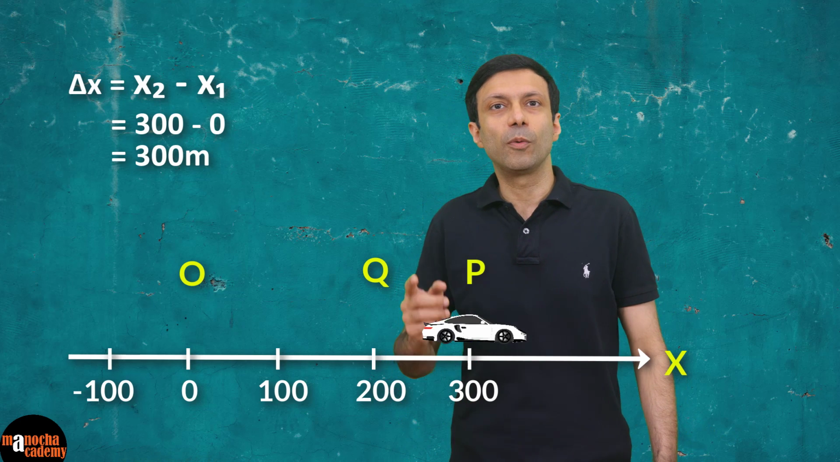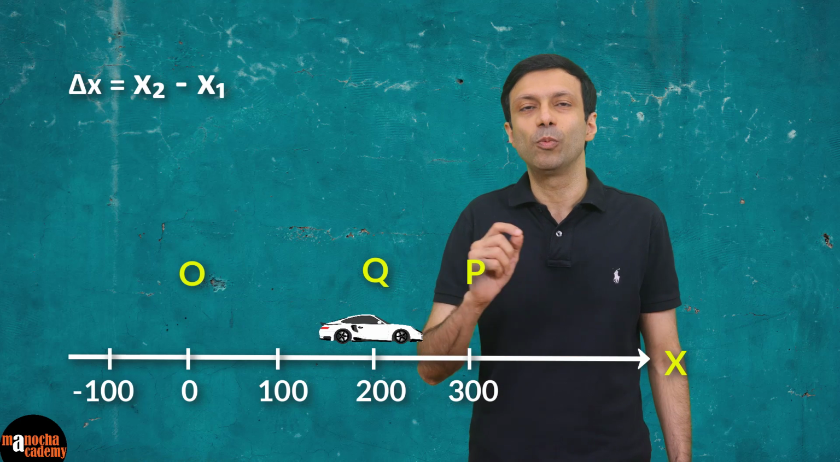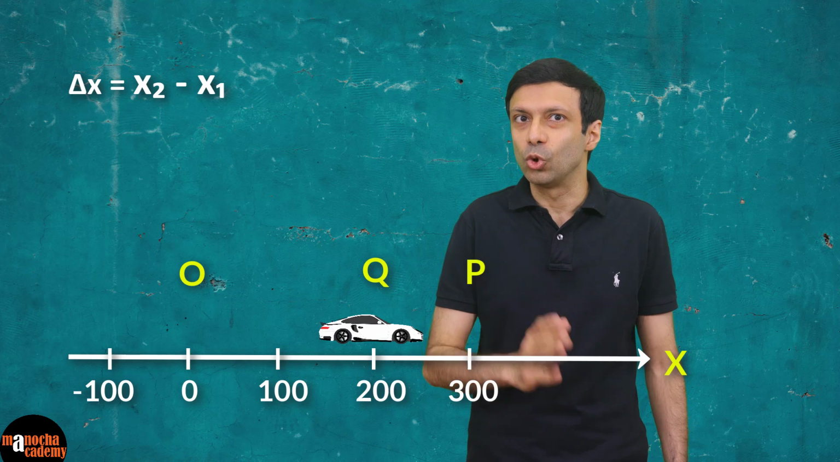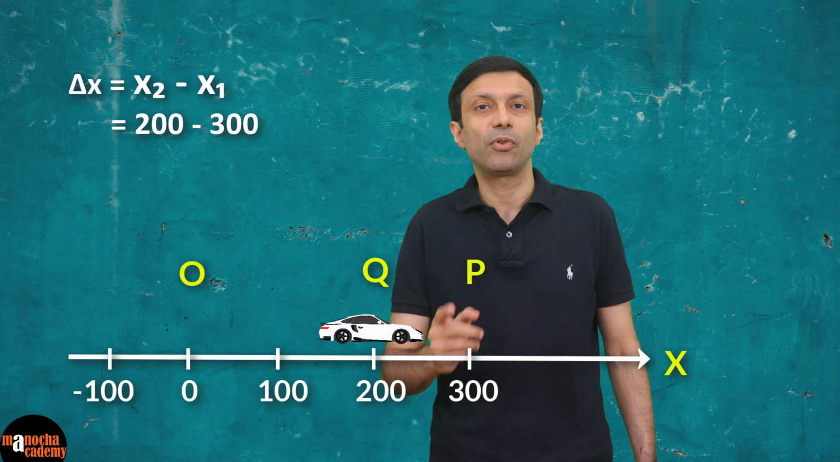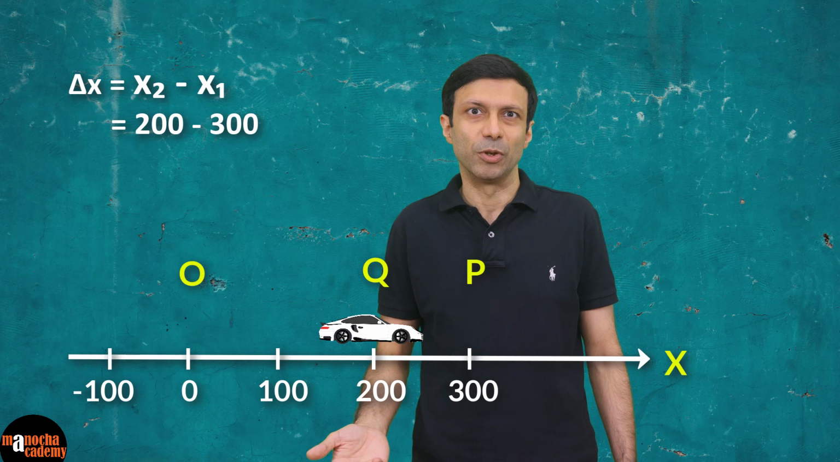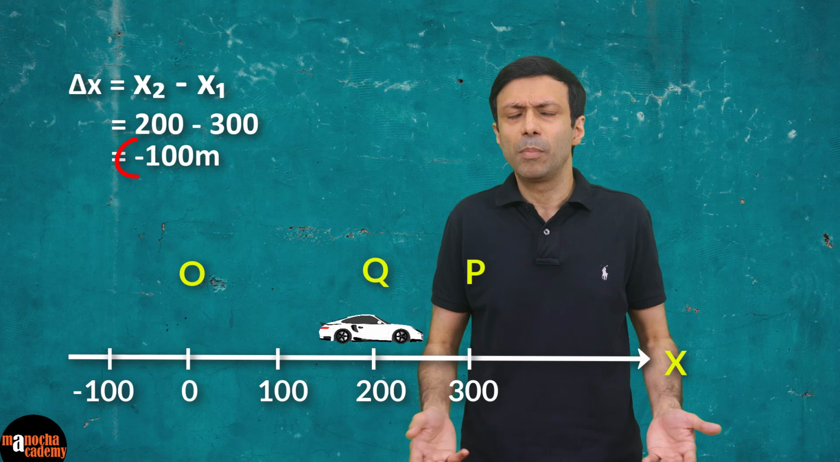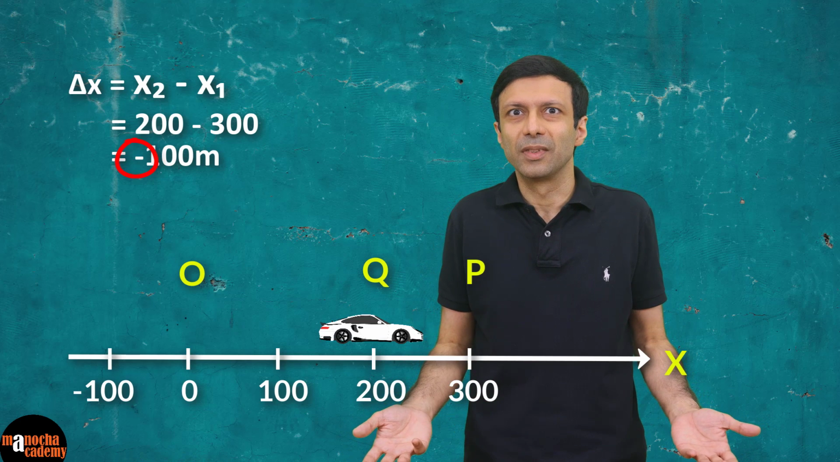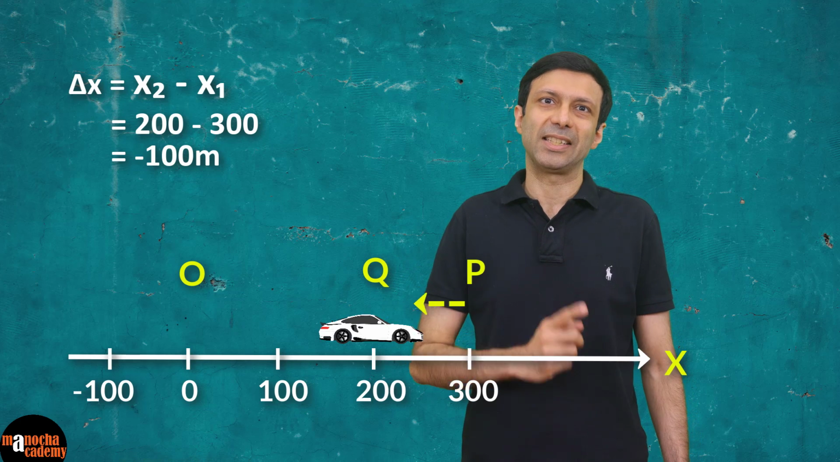When the car moves from P to Q, again the displacement delta x is x2 minus x1, which is 200 meters minus 300 meters. So always remember to subtract the initial position from the final position. So here the answer is minus 100 meters. But why do we have a negative sign here? Because the car is moving towards the negative x-axis.